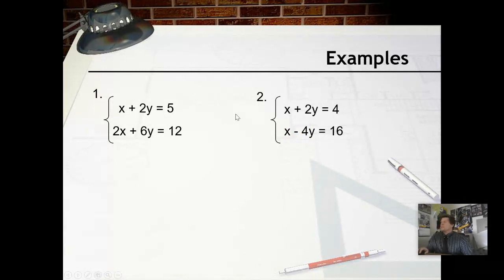You guys try these ones here. Don't worry about solving the whole thing. But tell me, what are we going to multiply for number 1? How are we going to get either the x's or the y's to eliminate? Now for number 2, what are we going to multiply by? If we continue to solve this all the way through, guys, for number 1, we would have gotten 3, 1. For number 2, we would have gotten 8, negative 2.